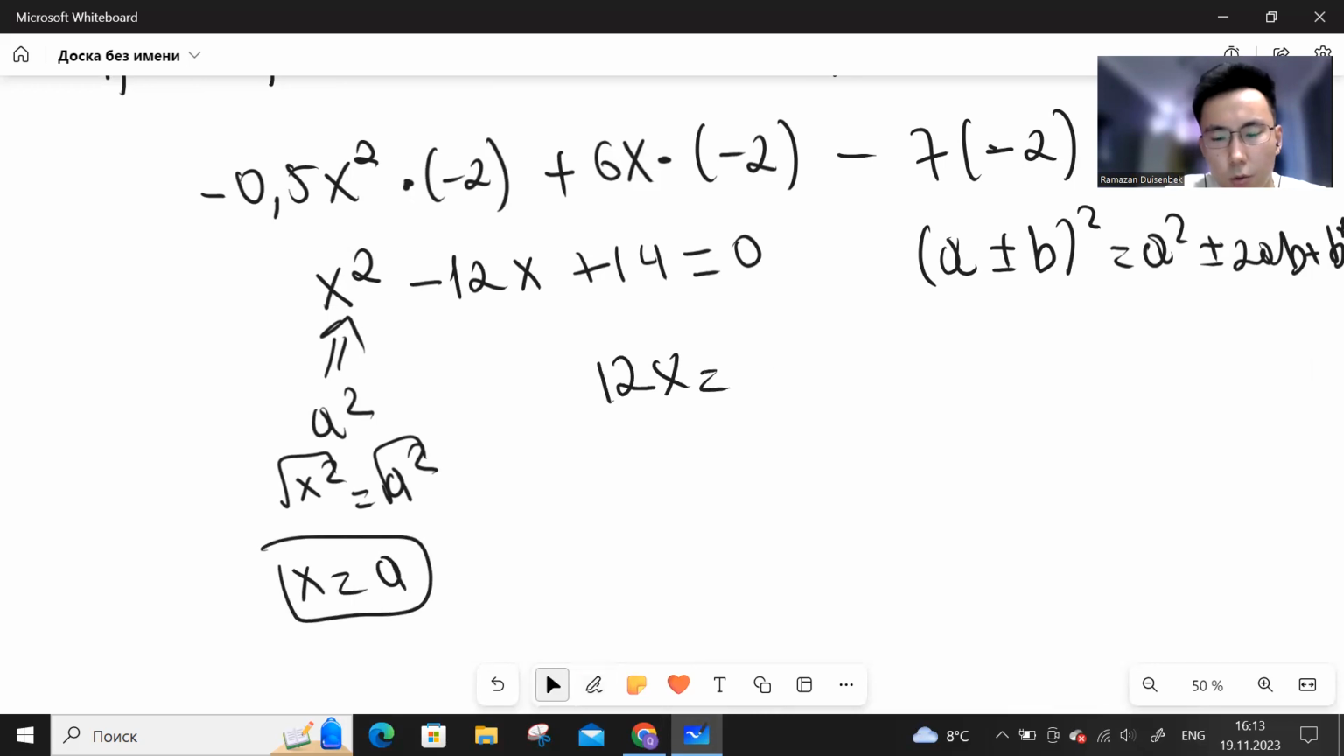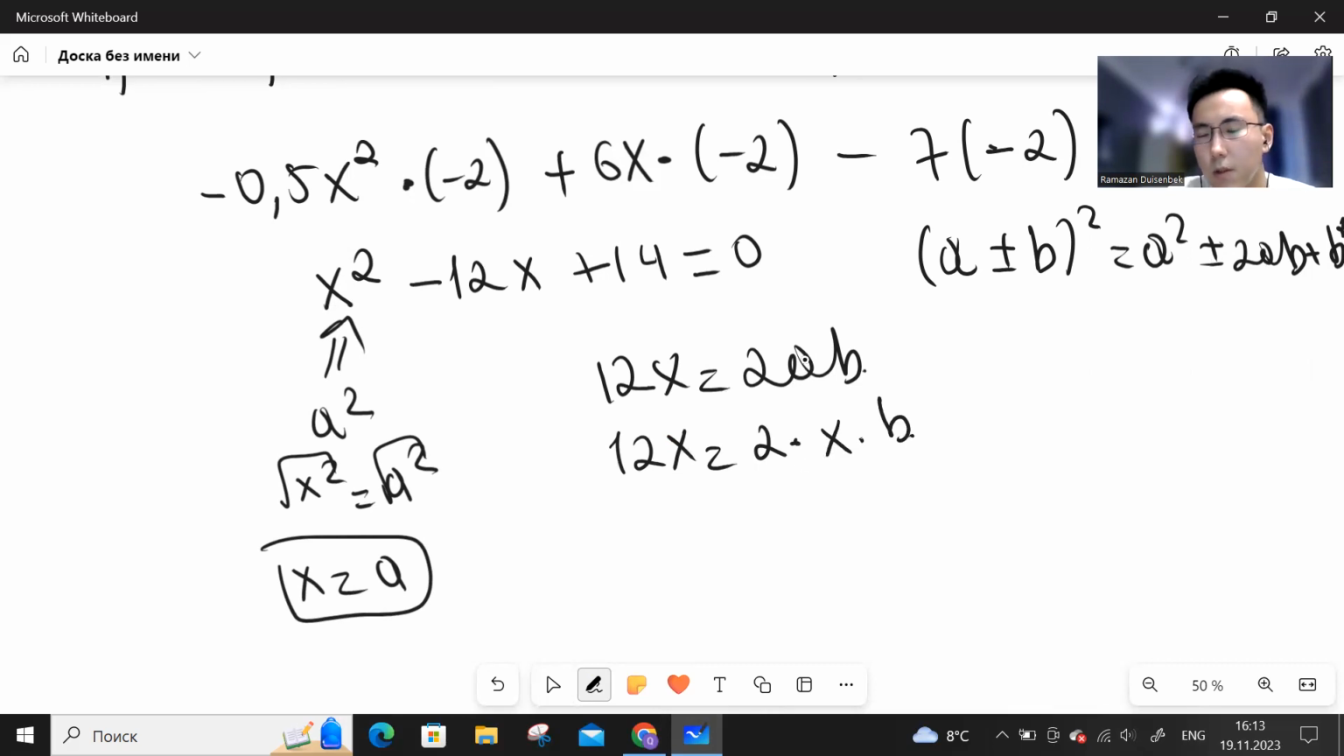12x equals 2ab, right? The second one. 12x equals 2 multiplied by the value of a, which is just x. So I'm going to put the value of x instead of this a. So these x's will cancel each other, 2 and 12. So b will be just 6.